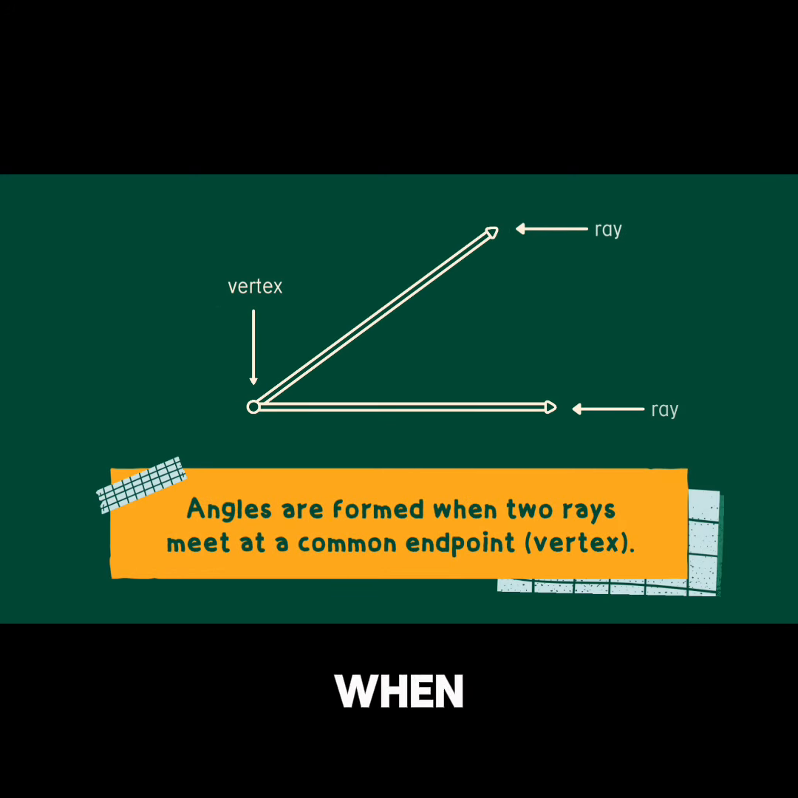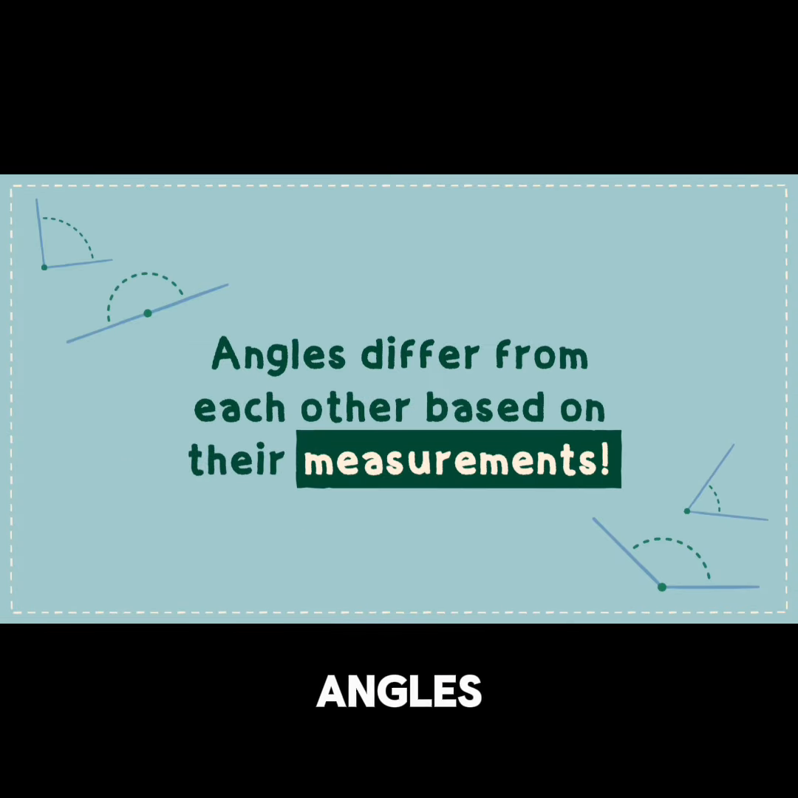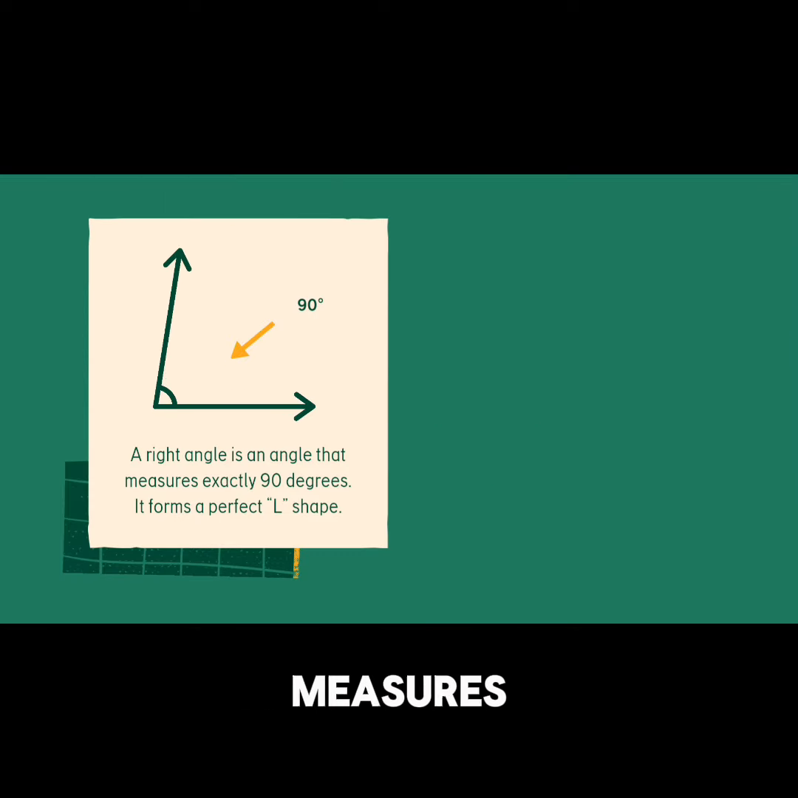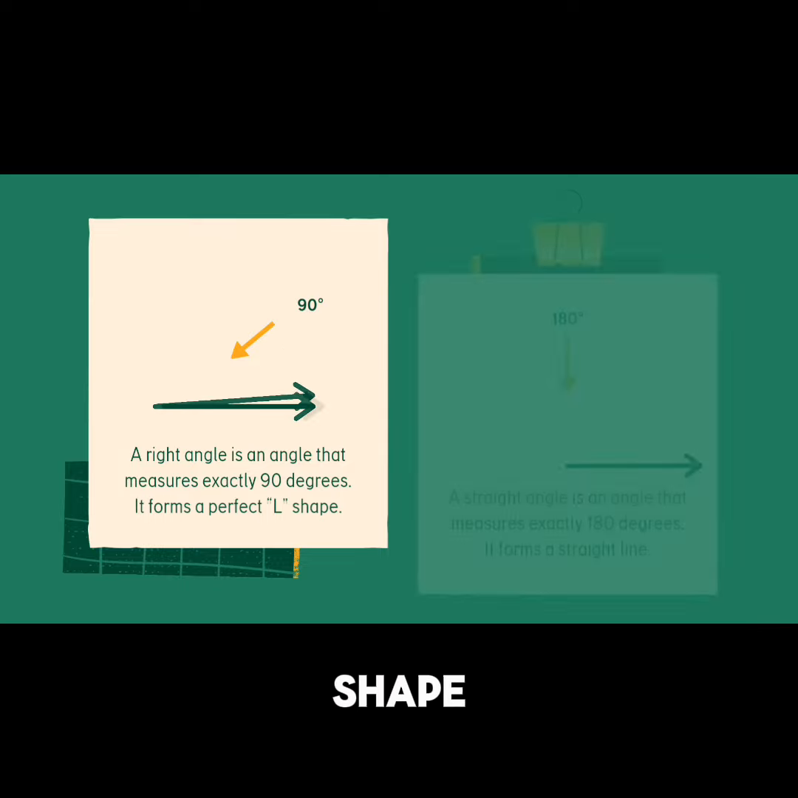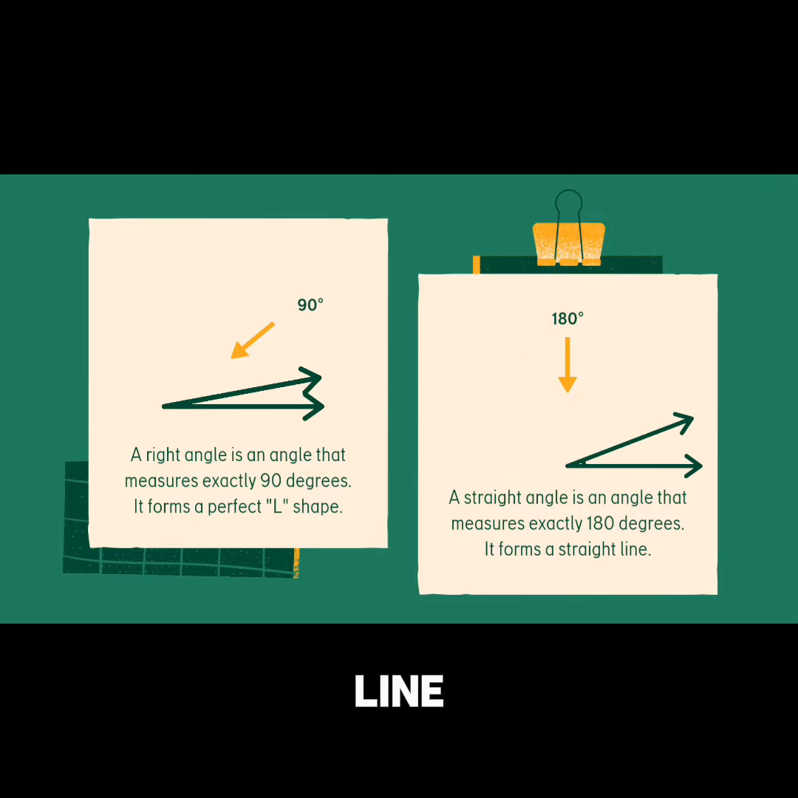Angles are formed when two rays meet at a common point called the vertex. Angles differ from each other based on their measurements. A right angle is an angle that measures exactly 90 degrees. It forms a perfect L shape. A straight angle is an angle that measures exactly 180 degrees. It forms a straight line.